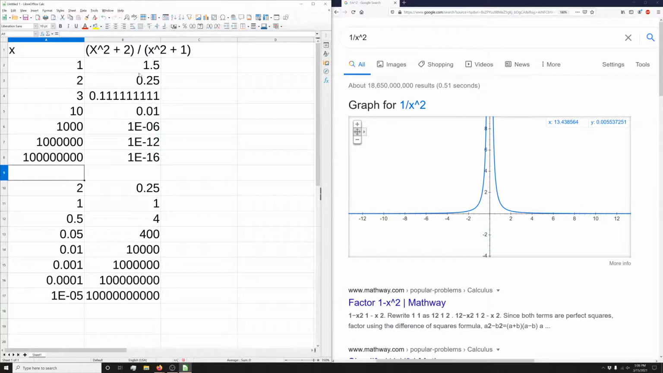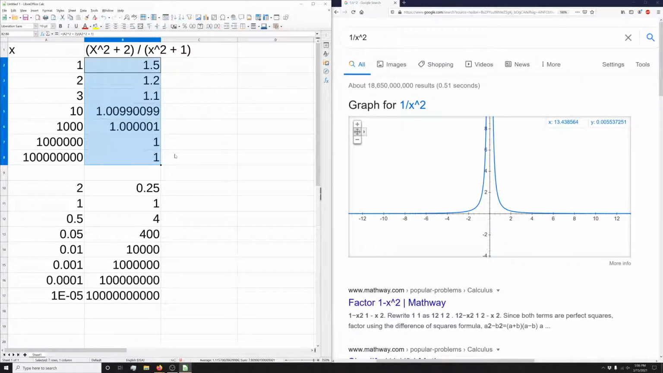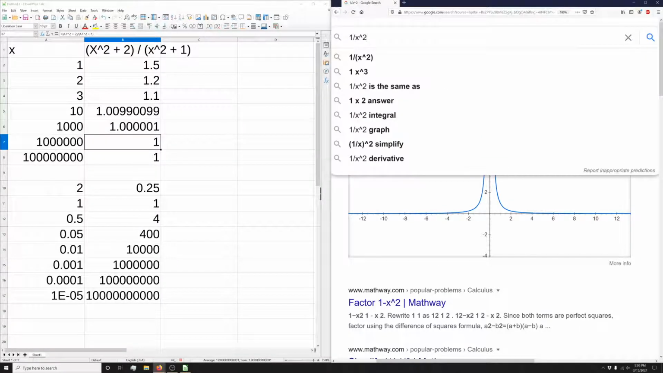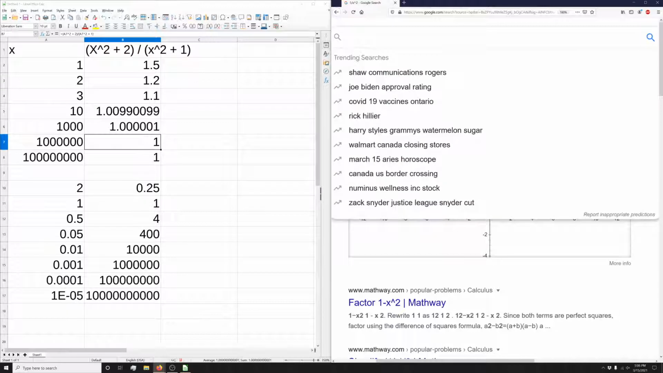Getting really large values. And I'll take this and I will drag it. That is interesting, which means the computer is having a round off error. So at some point, we've gotten the number so large that it actually equals 1. It shouldn't equal 1. It should be getting really close to it.